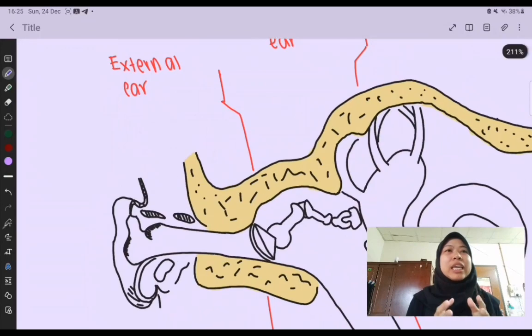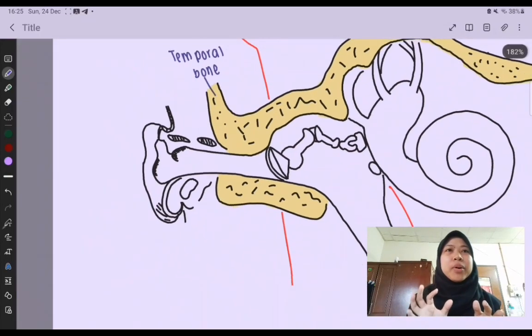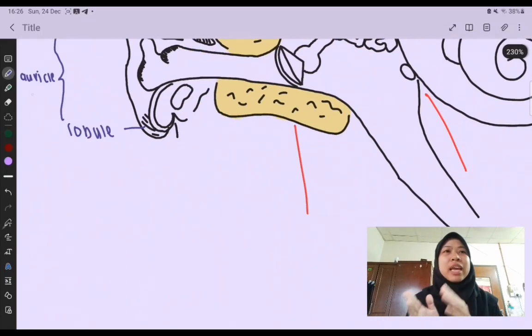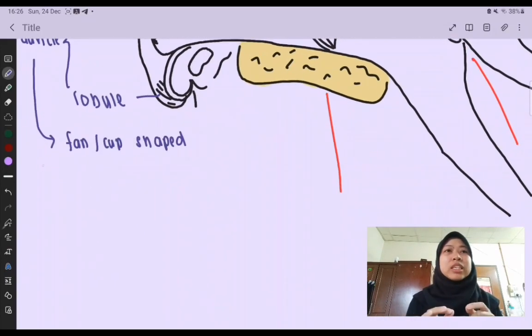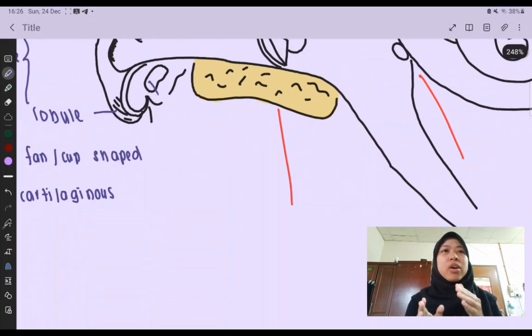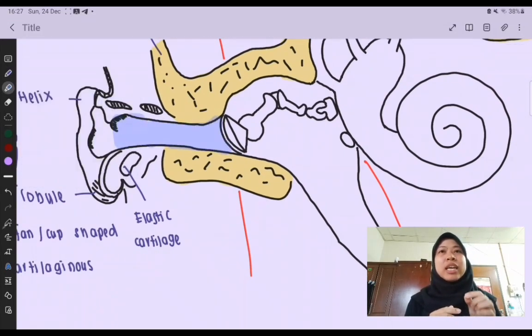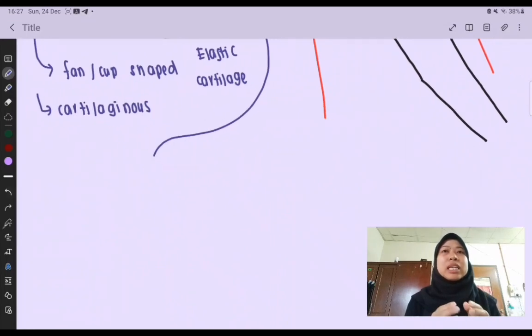First of all, the yellow color is the temporal bone. As we can see here, the anatomy of the external part starts with the helix and lobule. Both of these are the auricle that has a fan or cape shape. It is cartilaginous.